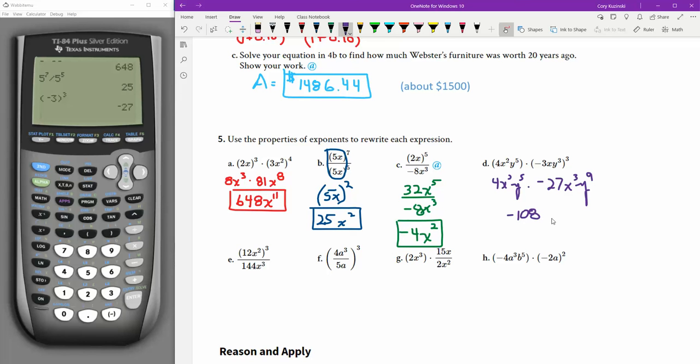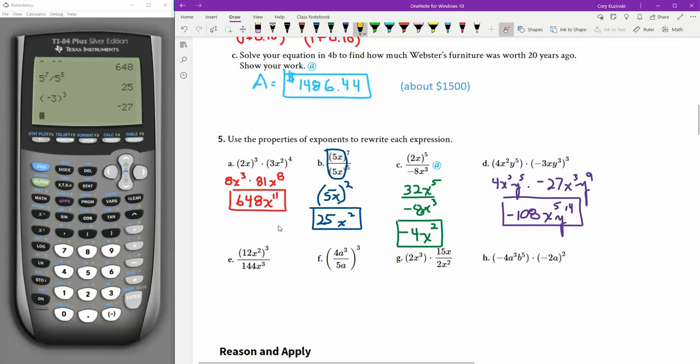X squared times x cubed is x to the 5th, and y to the 5th times y to the 9th is y to the 14th. There is that simplified expression. X only appears once, y only appears once. We've got positive exponents. We'll talk about that more in a future lesson. And we only have one coefficient, the negative 108.